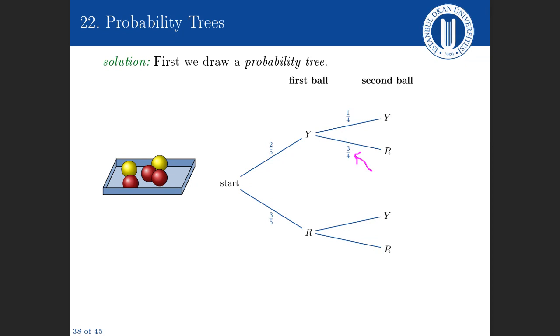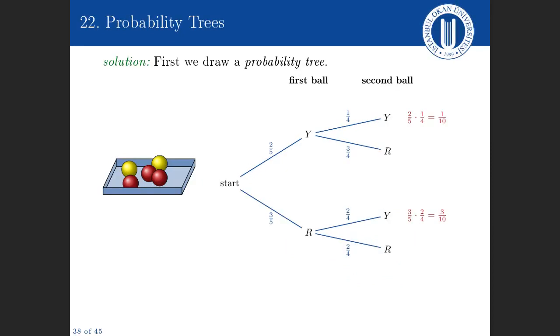Now let's look at the bottom part. First we take a red ball out, and then we have 4 balls left. 2 of them are yellow and 2 of them are red. What is the probability then that the second ball is yellow? Must be 2 over 4. What is the probability that the second ball is red? It must be 2 over 4.